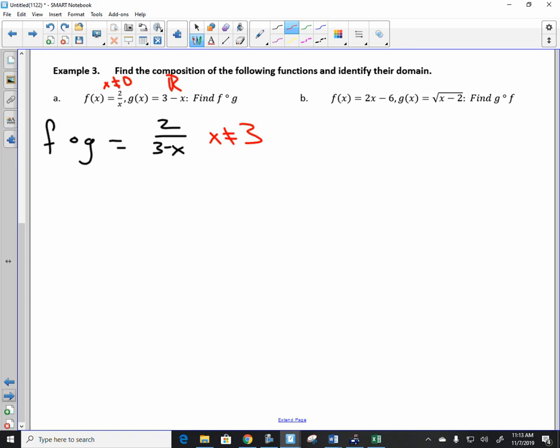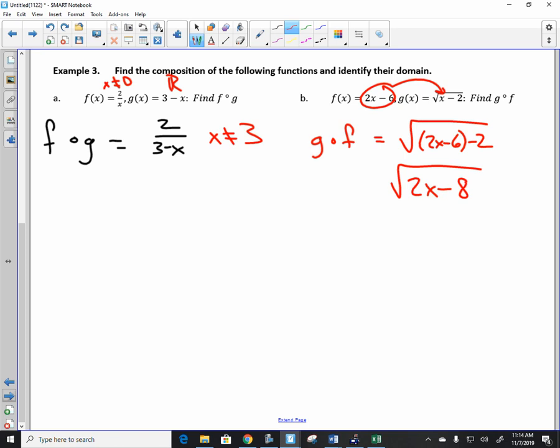Consider this one. It says find g of f. That means you take f and place it here. And I get the square root of 2x minus 6 minus 2, or the square root of 2x minus 8. How do I find that domain? 2x minus 8 greater than or equal to 0. So 2x greater than or equal to 8. So x greater than or equal to 4.